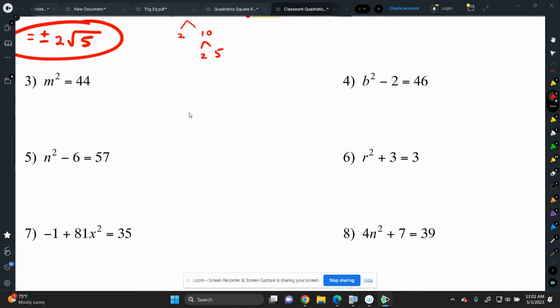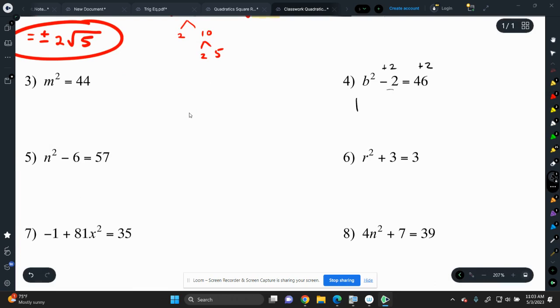Okay, look at number 4. So this one's a little different because we've got to deal with this negative 2 here. So we're going to add 2 to both sides because we want that b squared or x squared or whatever it is, we want it to be by itself. Okay, so we get b squared equals 48. And I'm going to take the square root of both sides again. So we get b equals plus or minus the square root of 48.